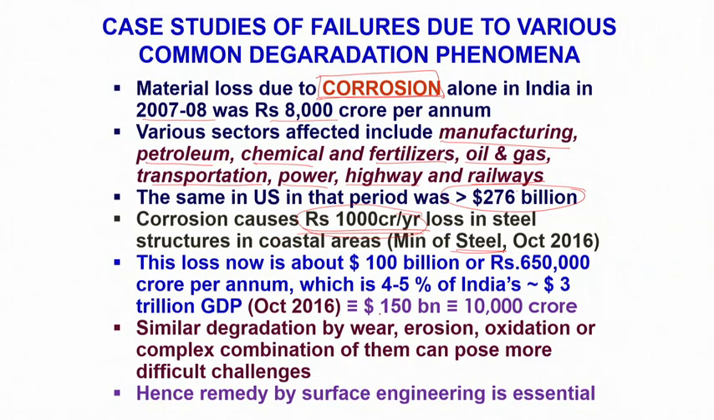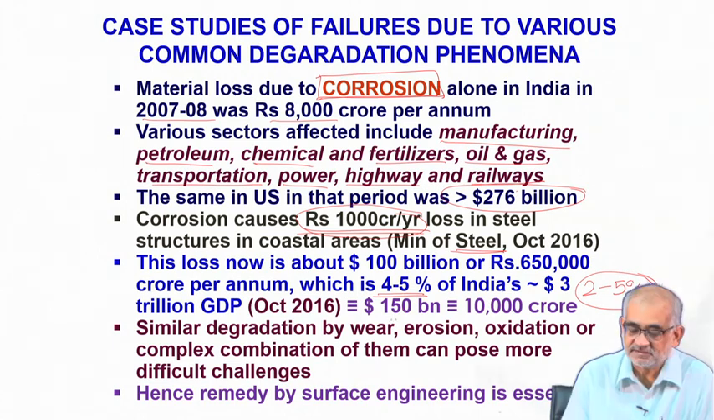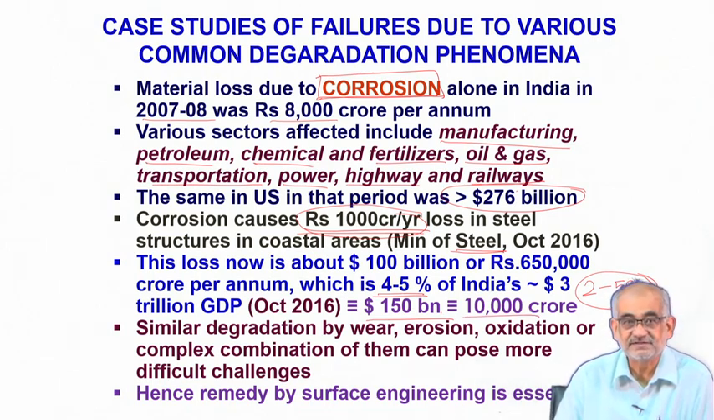Now, by and large, the statistics show that typically anything between 2 to 5%, not precisely 4 to 5%, but 2 to 5% of the GDP is the total cumulative loss due to corrosion alone. Now, India, we are proud to be almost a $3 trillion worth GDP, one of the largest in the world, maybe third or fourth in terms of PPP. And typically about 5% of $3 trillion means about $150 billion or rupees 10,000 crore. So that's a huge sum of money which is wasted.